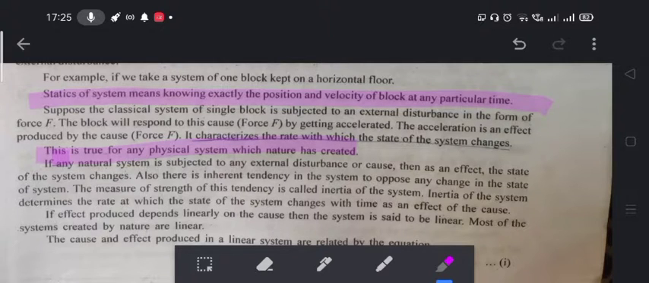So any natural system subject to any external disturbance or cause, as an effect, the state of the system changes. Also, there is an inherent tendency in the system to oppose any change in the state of the system. The measure of the strength of this tendency is called inertia, and the inertia of the system determines the rate at which the state of the system changes with time as the effect of the cause.